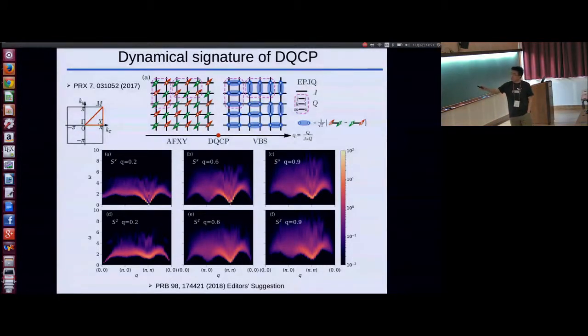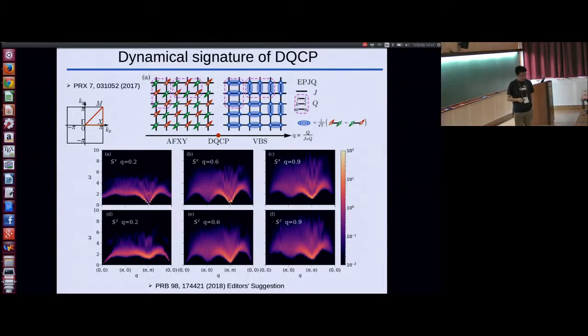But actually, there's still something peculiar here. I mean, you see this is a huge continuum above it. So this spectrum is very different from, say, a trivial, very rigid VBS where you have a triplon, for example. The triplon is not like this, right? So this is the whole process.